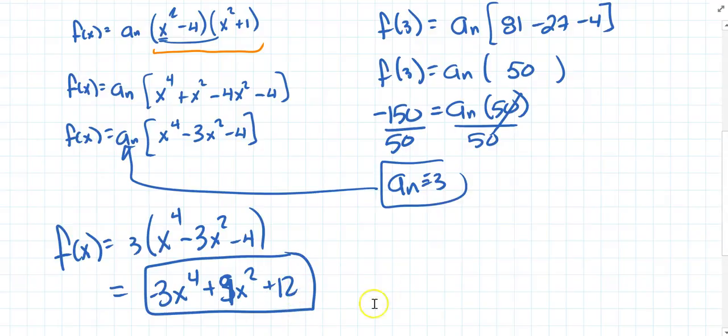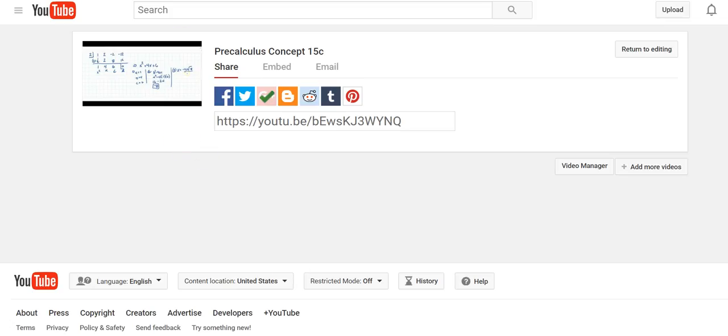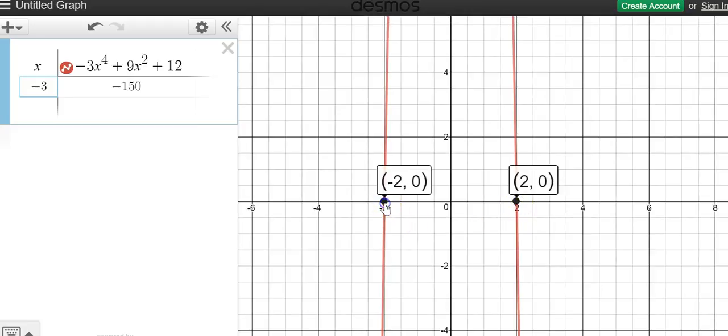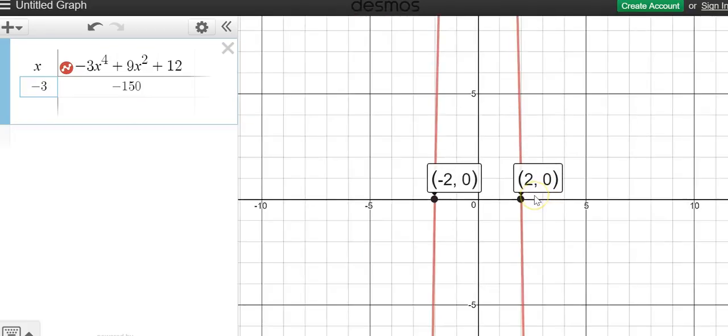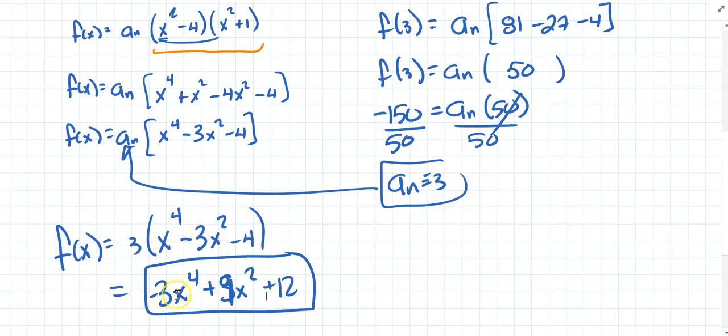Okay, so let's check all this stuff out. If I go over to Desmos, I already have it set up for you. And I graph for you negative 3x to the fourth plus 9x squared plus 12. You can see that one of the zeros is 2. The other zero is negative 2, and when I plug in a 3, I get negative 150 out. Notice that you can't see the other zeros, which are i and negative i, because they don't exist on the x-axis. Okay? So that is how we do this first problem, and I'm going to do another one for you right now.